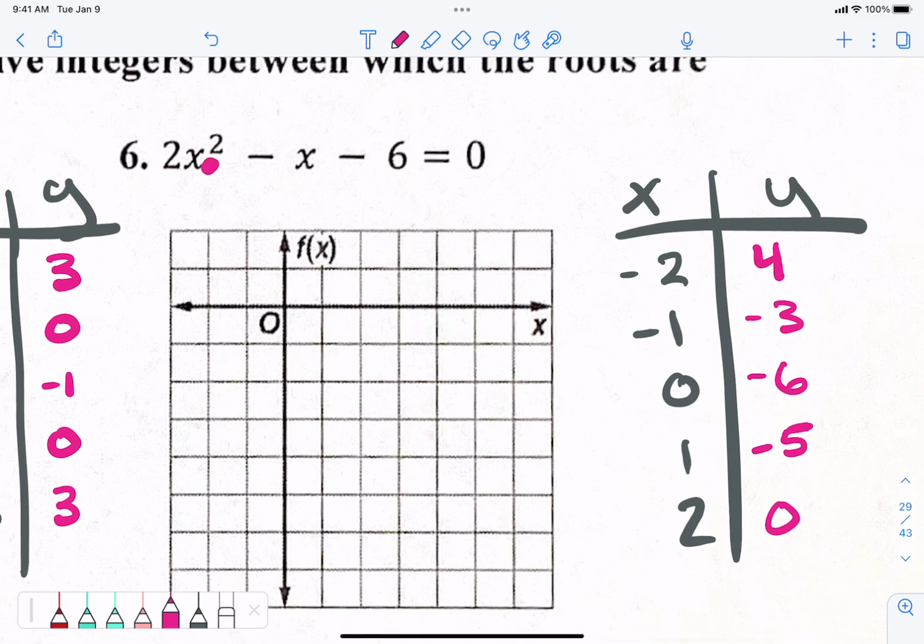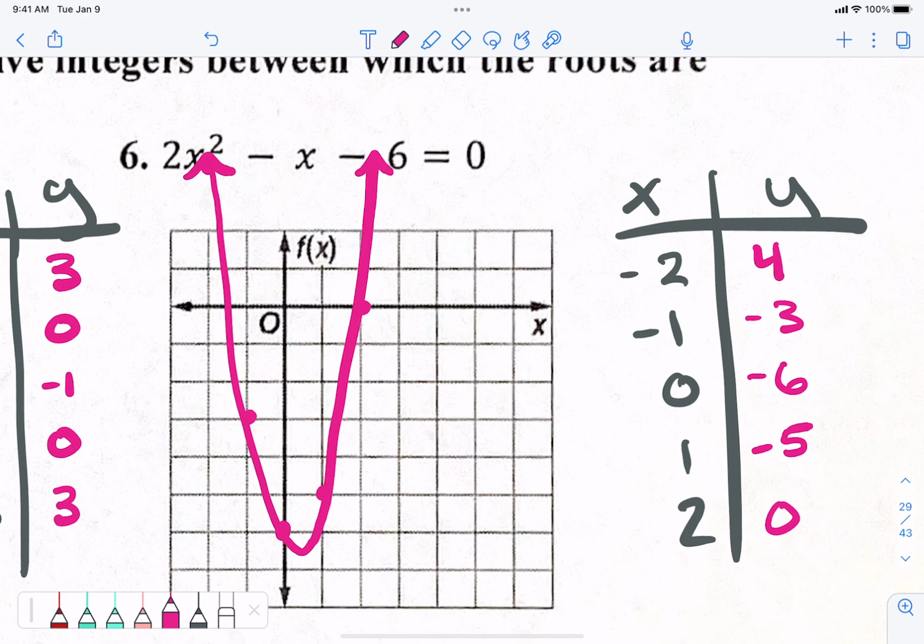Negative 1 is at negative 3. 0 is at negative 6. 1 is at negative 5. 2 is at 0. How in the heck is this happening? My vertex is going to be there-ish. You see how that works? My dots are not symmetric, but that means my little loop-de-doo is like at a half.